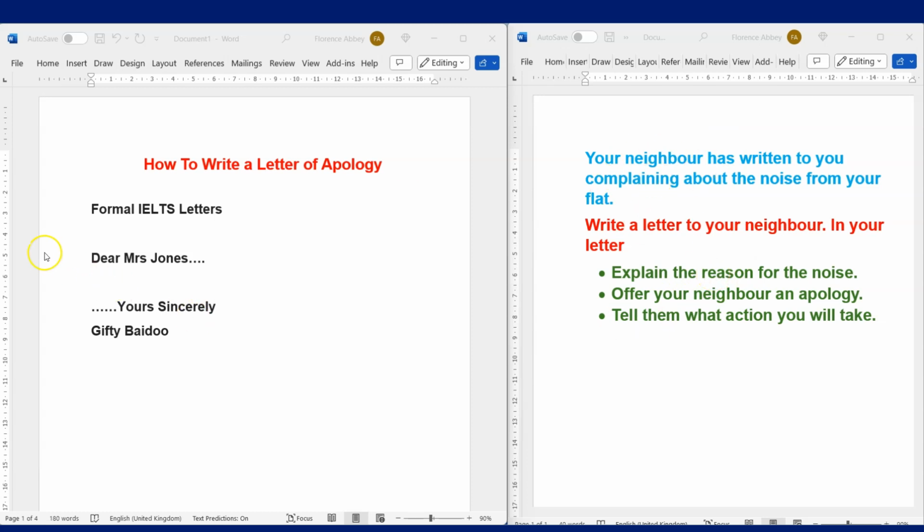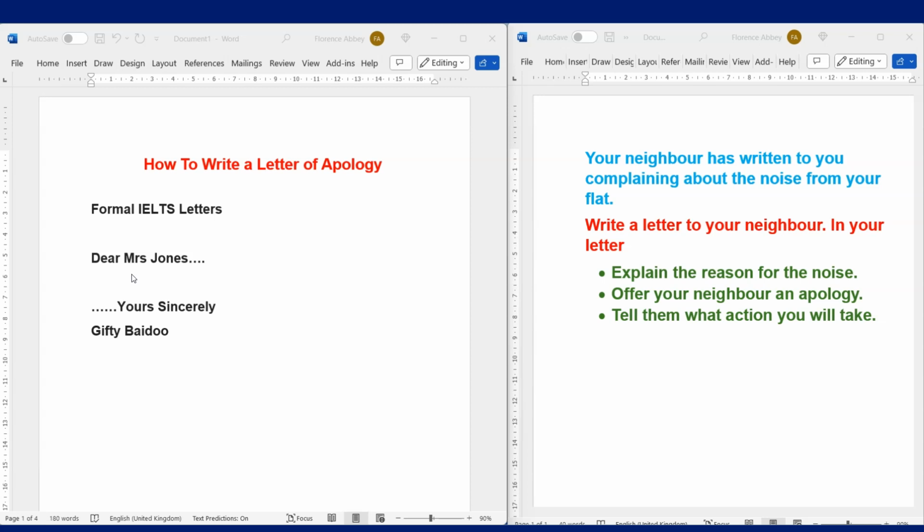And since it's a formal letter, we will start with dear. So we assume that we know the person who is our neighbor. So you're going to just address her as Miss Jones. So dear Miss Jones, that's how we will start it. And then after writing our essay, we will sign off by writing yours sincerely, since we know the name. And then we will write our full name, and this time the name will be Gifty Bedu. So that's all that we need, and we will just put in the details in the middle, and then we will be done.